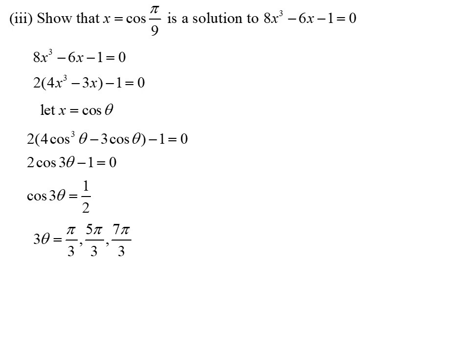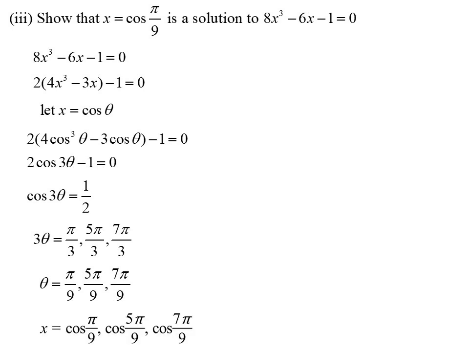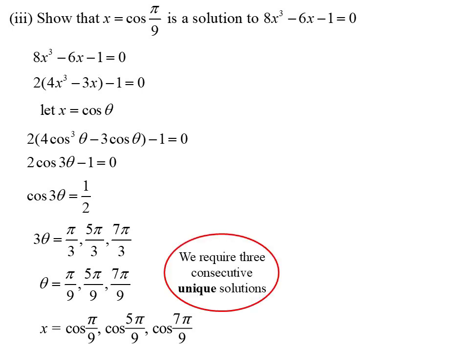So pi on 3 in the first quadrant, 5 pi on 3 would be in the fourth quadrant. And then to get my next solution, I'll add 2 pi onto my first one there, 7 pi on 3. Divide everything by 3, and I have the 3 possibilities for theta. Remember, we're trying to show x equals cos pi on 9 is a solution. Well, pi on 9 was one of the possibilities for theta. All I required was 3 consecutive because I was solving a cubic. There are the 3 solutions to this equation: cos pi on 9, cos 5 pi on 9, cos 7 pi on 9. So yes, indeed, cos pi on 9 is a solution to this equation.